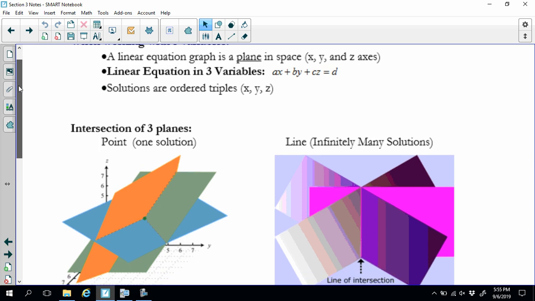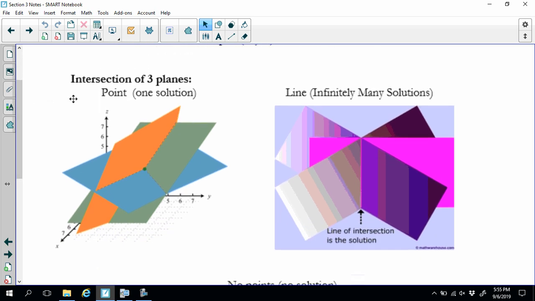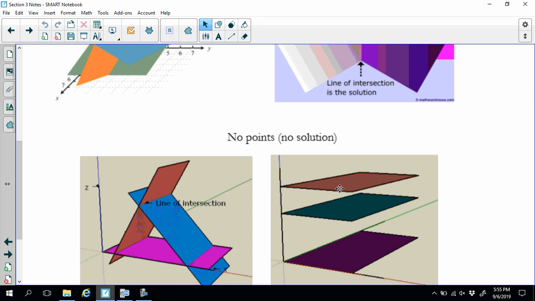Just like we've learned when we have two variables, it is possible to have, in this case, a point, one solution. This is when we have the intersection of three planes, and they intersect at one point. Now, if our three planes intersect in one line, then we have infinitely many solutions. However, if those planes never intersect, so they're parallel, or only two out of the three planes intersect, then we have no solution. There's no points that they have all in common.